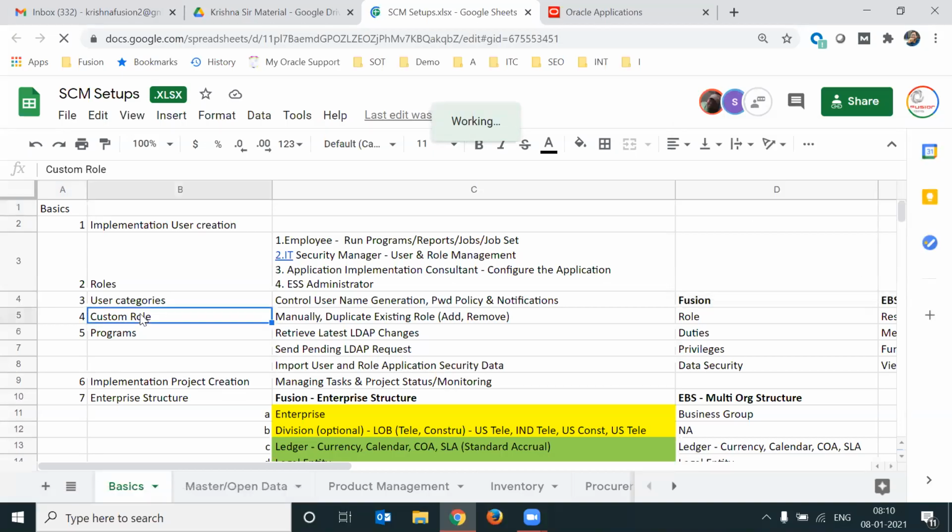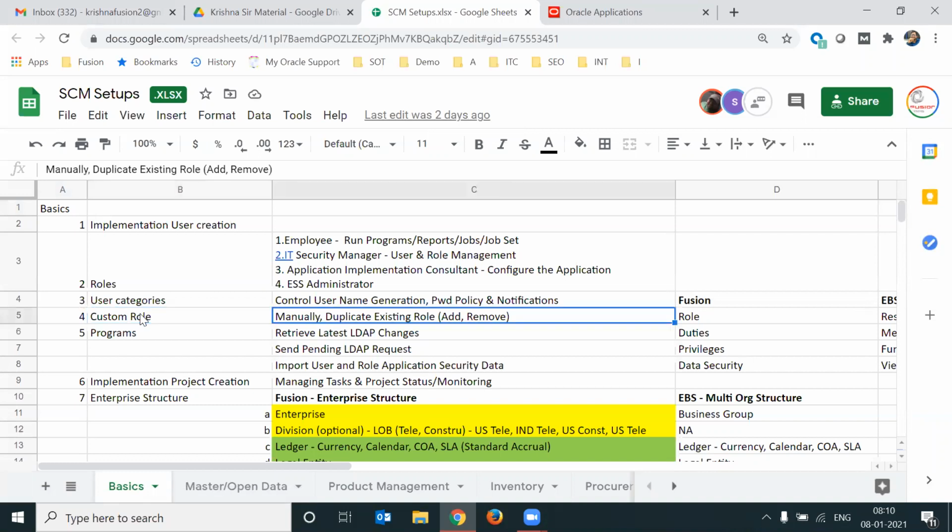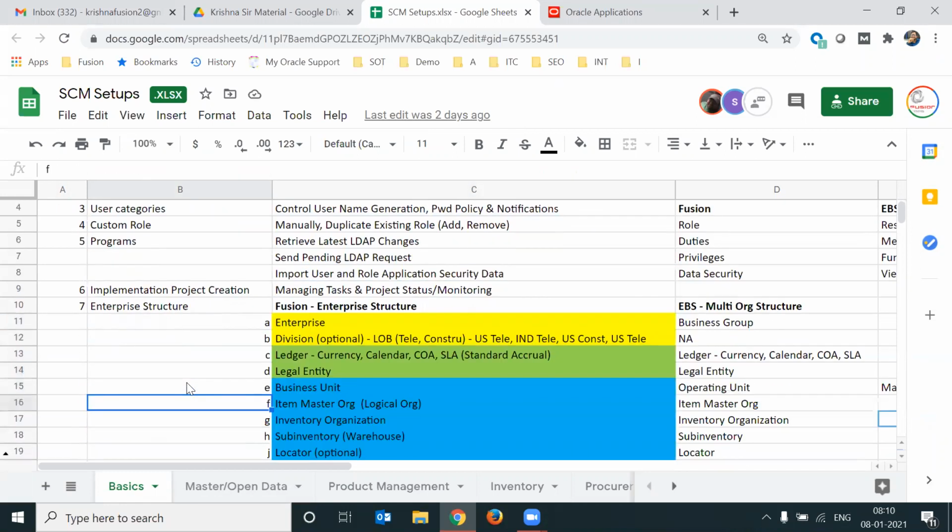Yesterday we completed custom role creation, and during custom role creation we discussed two options. One is manually creating a custom role from scratch, and the other is creating it by duplicating an existing similar role, adding or removing the privileges, and providing the right data access. We also completed implementation project creation, and today I'll be discussing the enterprise structure concept.